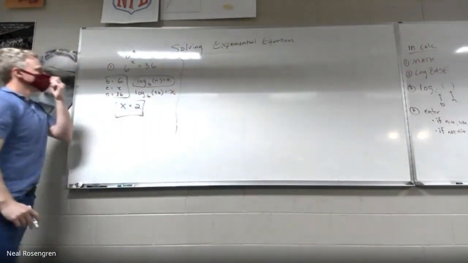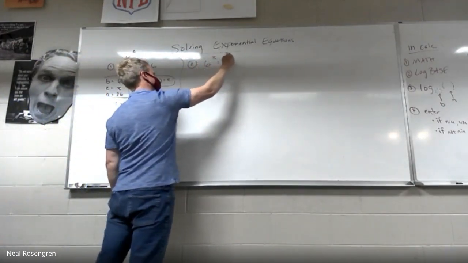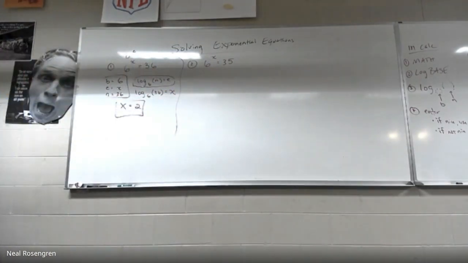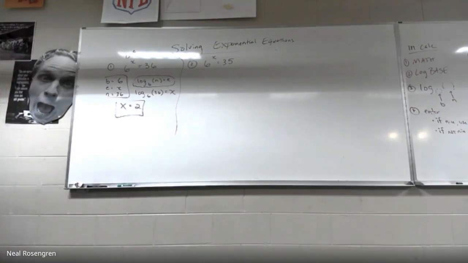Good. Okay, let's try a similar one. 6 to the x equals 35. Is our answer going to be bigger than 2 or smaller than 2? What do you think? Less than 2, right? Because if it was 2, I'd get 36. I didn't quite get to 36, I got to 35. But it should be pretty close, like 1.9, 1.8, 1.95, somewhere in there. But I don't know this off the top of my head.